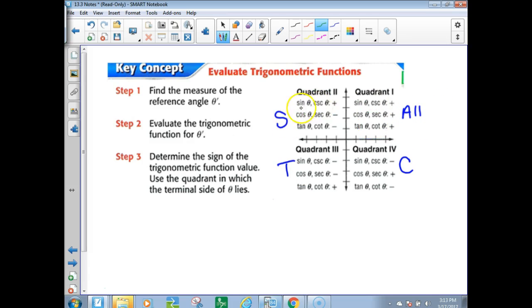The sine is positive in quadrant 2, therefore the cosecant is, and the rest are negative. The tangent is positive in quadrant 3, and so is the cotangent. The rest are negative. And in quadrant 4, the cosine is positive, and the secant, and the rest of them are negative. Okay?